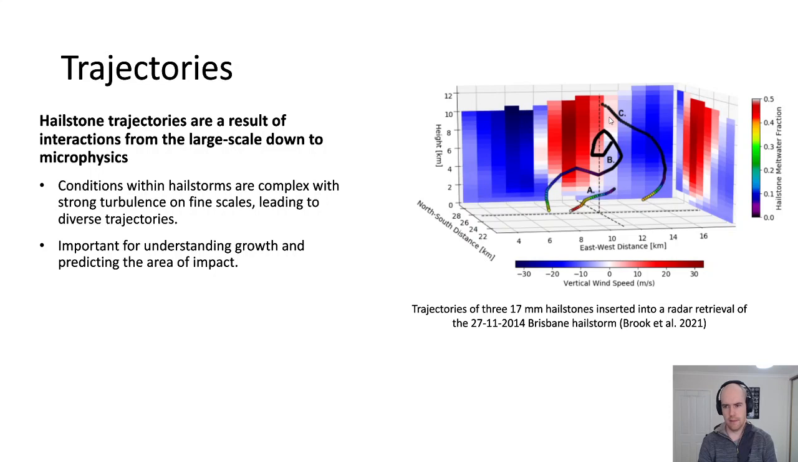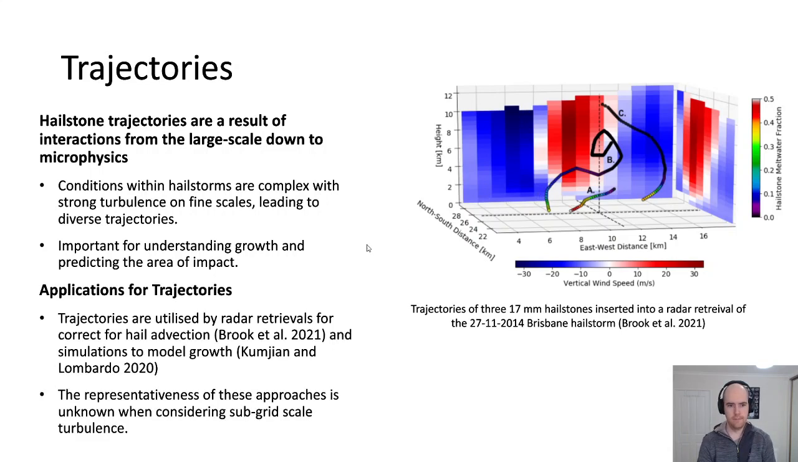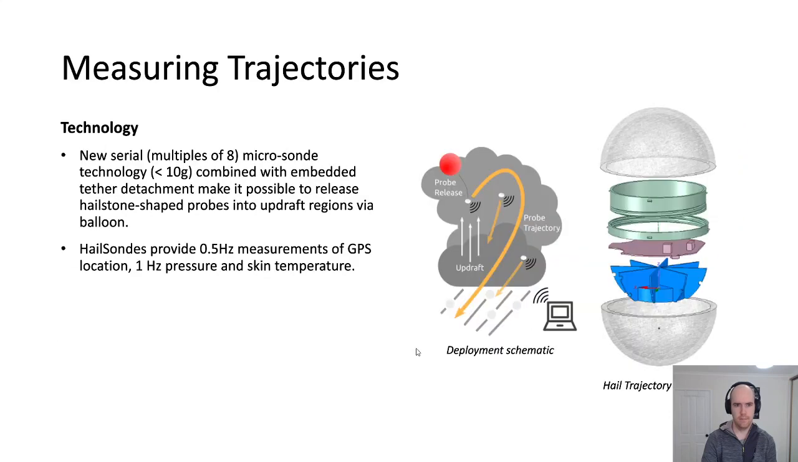You can see these three hailstones inserted at different heights take remarkably different trajectories. So it's very important to map these trajectories correctly if we want to understand both growth and predicting the area of impact. In terms of application, trajectories can be used to correct for hail advection, as Jordan demonstrated, and also for simulations to more accurately predict hail growth, such as the work by Kumjin and Navarro 2020. However, there is some question about the representativeness of these approaches when we are considering sub-grid scale turbulence.